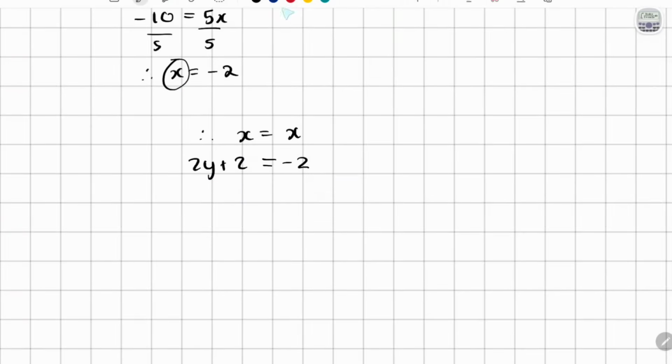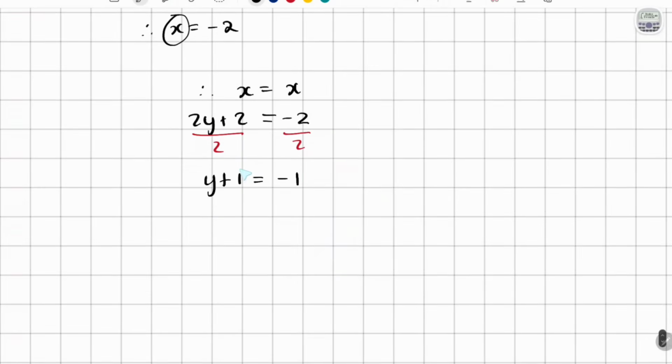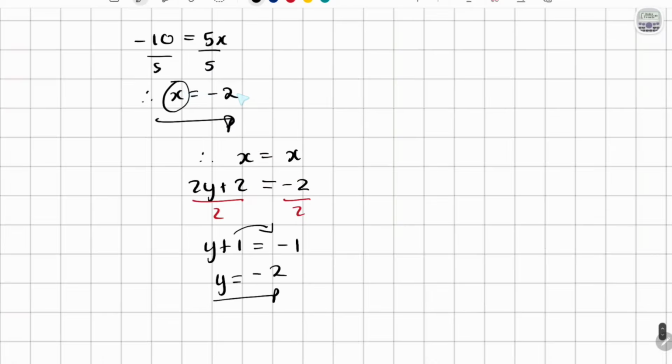I see there's a common factor of 2 all through. I could just get rid of it by dividing both sides by 2. So this is y plus 1 is equal to negative 1. Then I'm going to take the 1 over. So y is equal to negative 1 minus 1, which is negative 2. And there we go. We got x is equal to negative 2 and y is equal to negative 2.